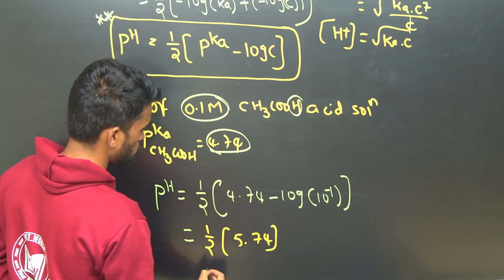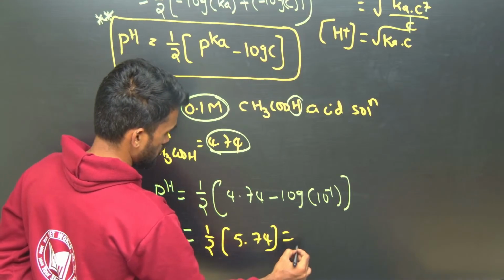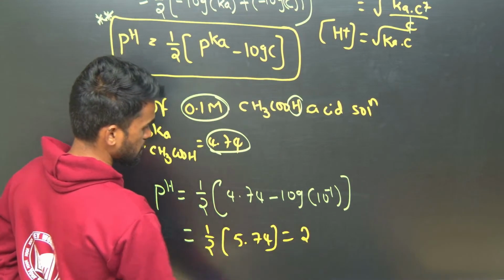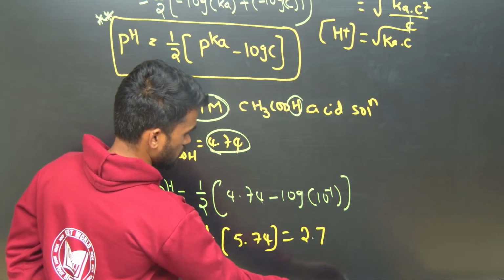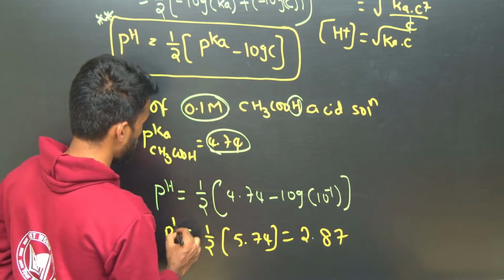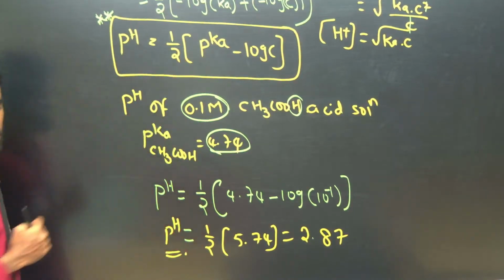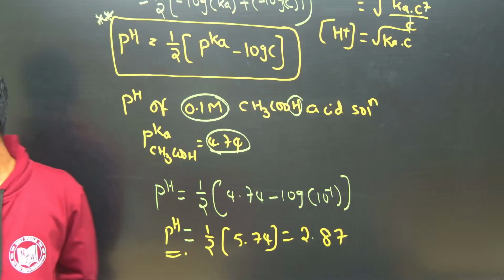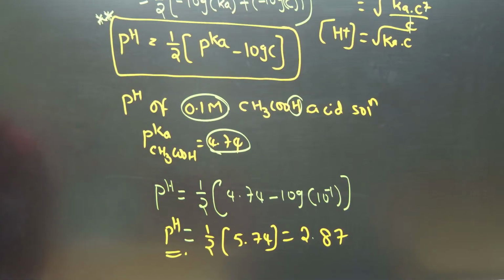5.74 by 2. So this is 2 za. Next 0.8 za, 8 za. 2.87. 7 za. So this will be the pH of the particular solution. Is this clear or not? Right. Okay, 1 minute.